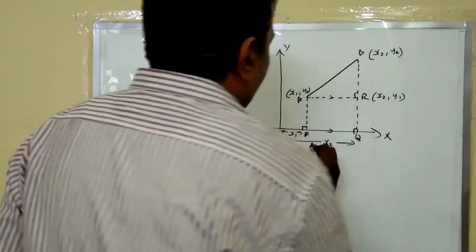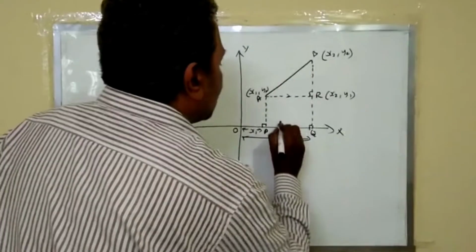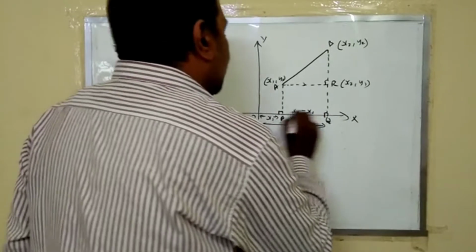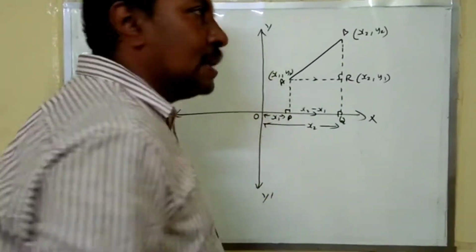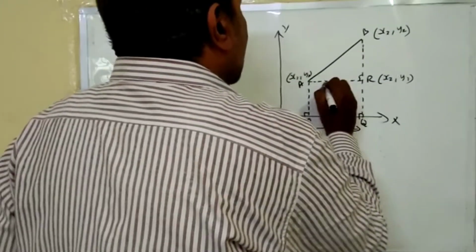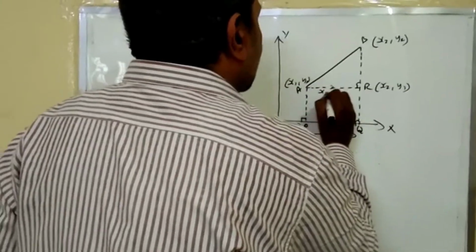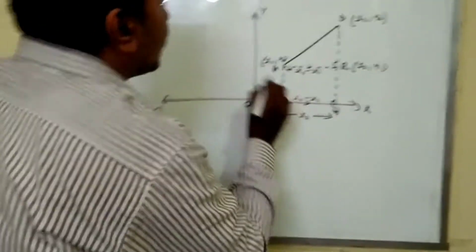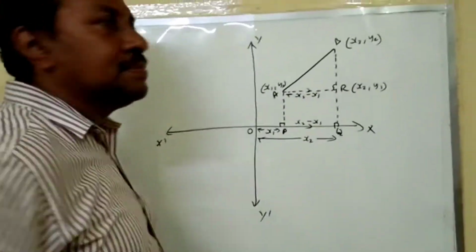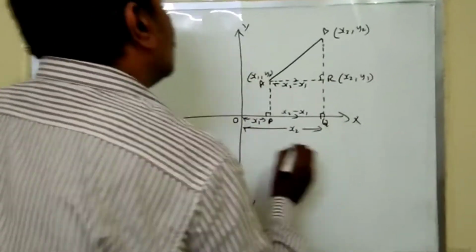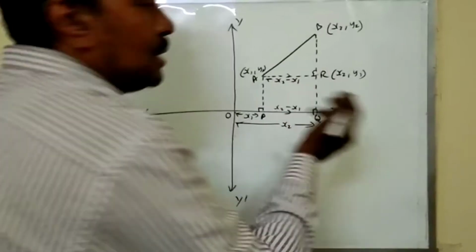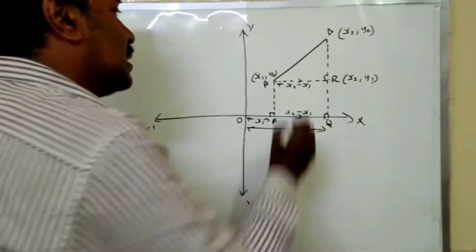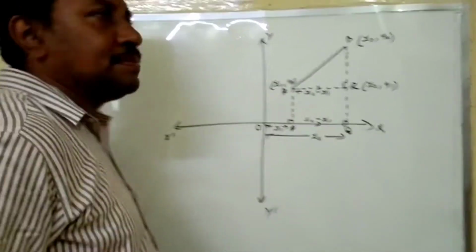Naturally from P to Q the distance will be x2 minus x1. Because PQ is parallel to AR, the distance from A to R is also x2 minus x1. From here to here is x1, from here to here also the same x1. From here to here is x2, from here to here also the distance is x2. So if this is x2 minus x1, this will also be x2 minus x1.